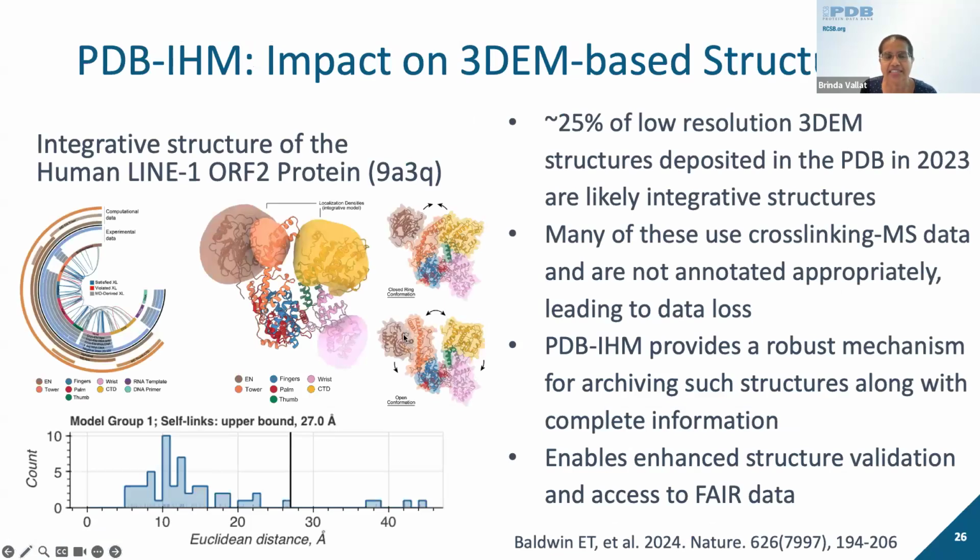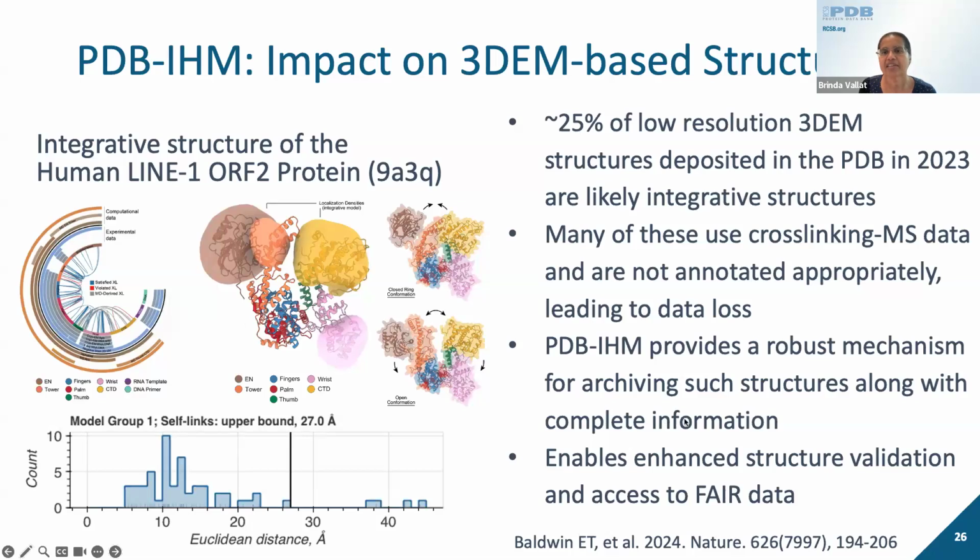A 2023 analysis of the primary publications corresponding to low-resolution 3D EM structures deposited in the PDB showed that approximately 25% of such structures are likely to be integrative structures, where other types of experimental restraints are used along with the low-resolution 3D EM map. And many of these structures use cross-linking MS data, but are not annotated appropriately, leading to data loss.